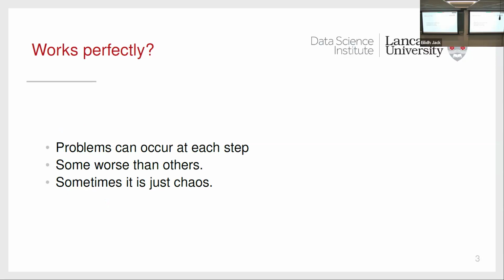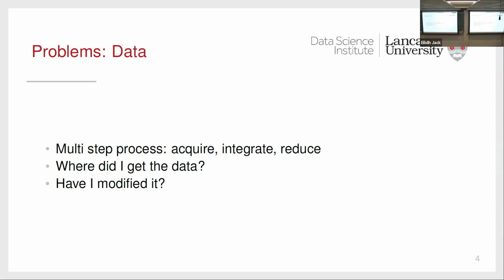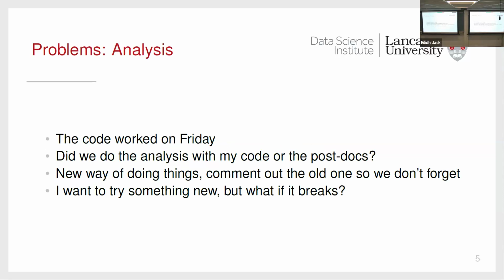Where did I put the data? Where did I get it? So just a quick look at them. So problems with the data: multi-step process, acquire, combine the data, integrate it, reduce. And often I end up finding people where they're stuck on, where did I get the data from? Have I modified this data? What state is it in?